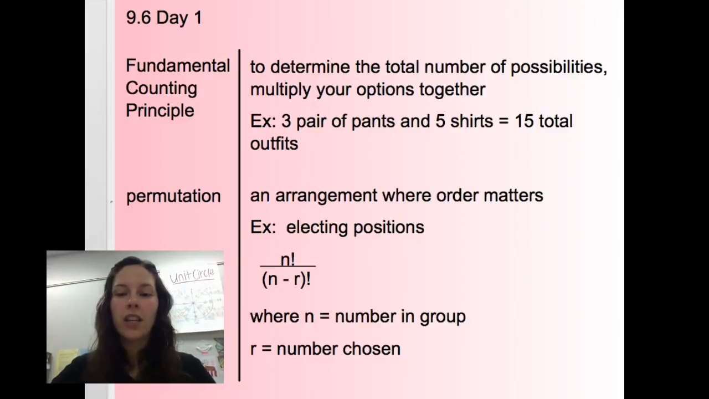All right, now looking at the permutation formula, similar to the combination formula, except there isn't that additional r factorial in the denominator. It's simply n factorial over n minus r factorial. Again, n is the number in the group, and r is the number of items we are choosing.